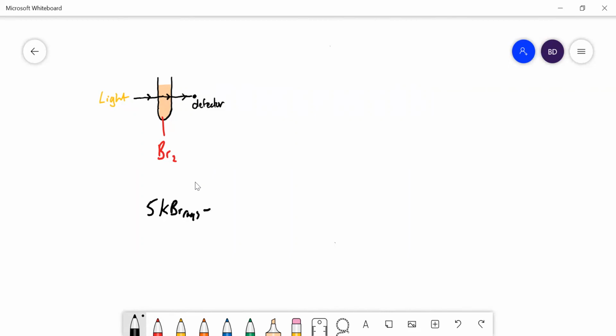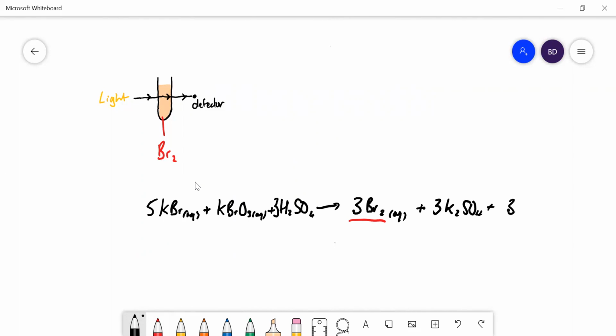That's a colorless solution mixed with potassium bromate, which is also colorless, and some sulfuric acid. You need 3 of those. That gives you 3 bromines, and that's red. Okay, in aqueous solution, that's reddy brown, and you'll also produce 3 potassium sulfates and 3 H2Os as well. Okay, and they're both colorless.